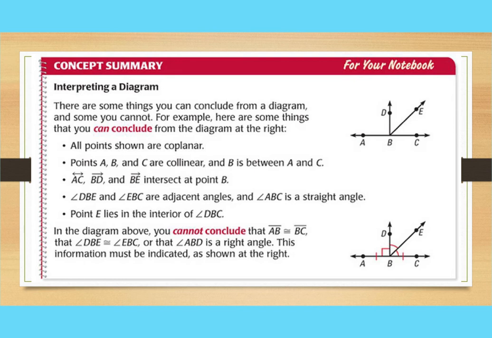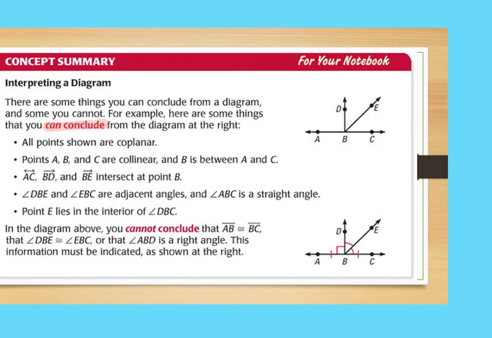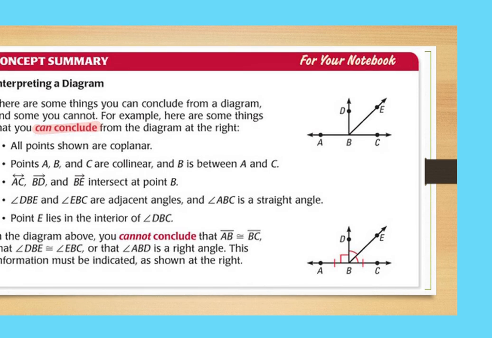All right. So this one just says there are some things you can't conclude from a diagram, and some things you can. For example, here are some things that you can conclude from a diagram. Points are coplanar, so any 3 non-collinear points would be coplanar. Points A, B, and C are collinear, and B is between A and C. It doesn't say it's halfway between, it just says it's between. All 3 of those line segments and rays intersect at point B.